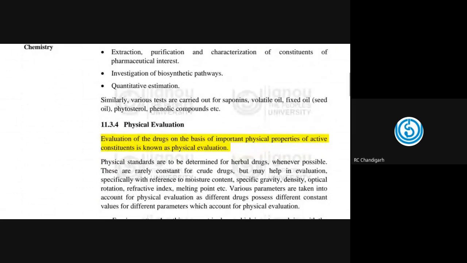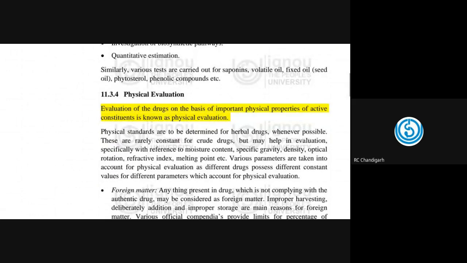Then physical evaluation. Evaluation of drugs on the basis of their physical properties, important physical properties of active constituents, is known as physical evaluation. So it can be evaluated on the basis of moisture content, specific gravity, density, optical rotation, refractive index, or melting point.